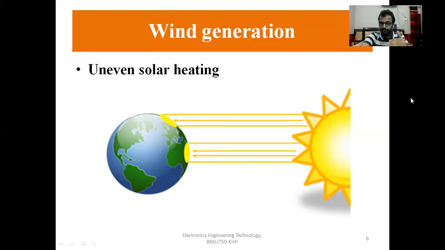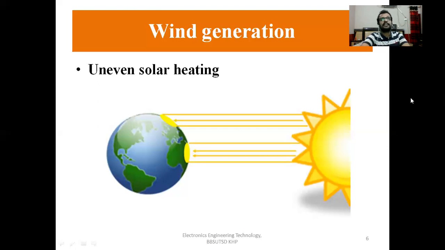So from the poles to the equator, there is a pressure gradient, or a change in pressure. That's why air moves from high pressure to low pressure. That is the blowing of air. You can say that the movement of air from high pressure to low pressure is known as wind. So this wind is generated due to the uneven solar heating. This is the first reason of uneven solar heating: the spherical shape of our earth, and the earth revolving around the sun.